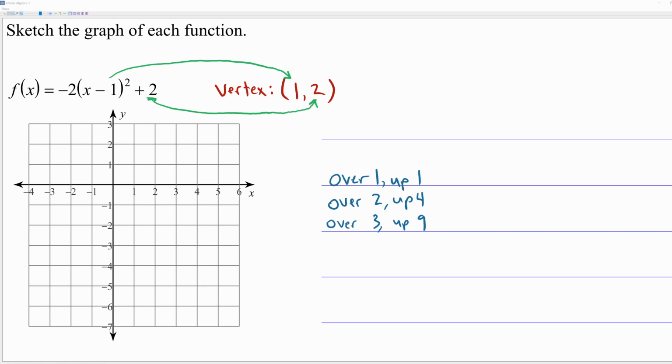Okay, so let's get around to the graph. We're going to start at the vertex, which is at 1, 2. So the vertex is here.